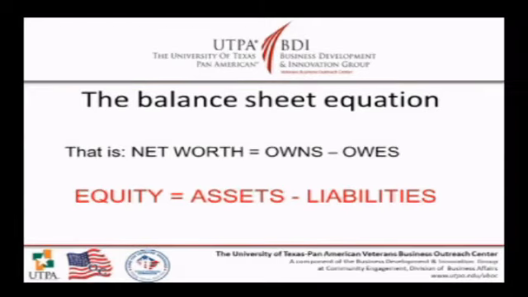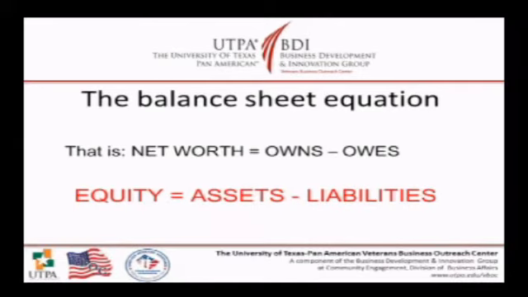So this is kind of the basic equation of the balance sheet. And let's say you're asking yourself a question like, well, what's net worth? The net worth is what the company owns, its assets, versus what the company owes, its liabilities. So you can see at the bottom, equity equals assets minus liabilities.